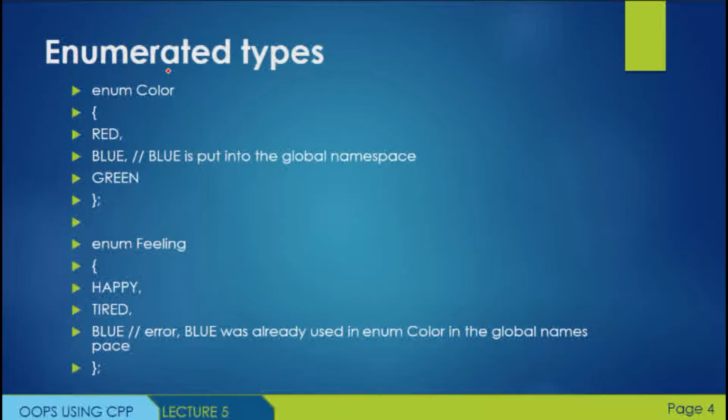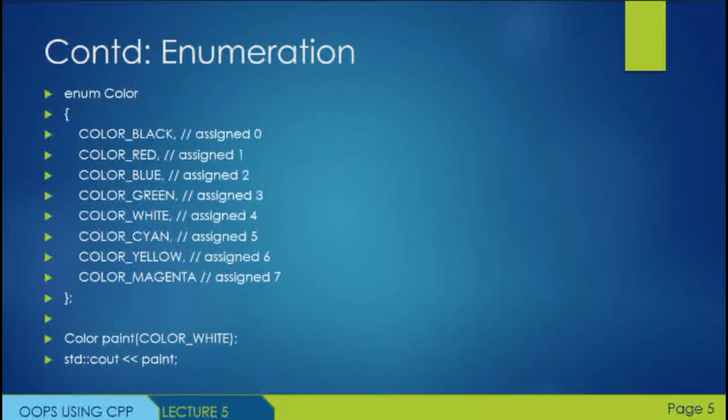See, this is the enumeration, these are enumerators. We have created two enumerations having red, blue, green, happy, tired, blue. As enumerators have the same namespace, this blue and this blue will conflict. So we need to have different names in different enumerations also. Basically, the enumeration is like giving names to the numbers.